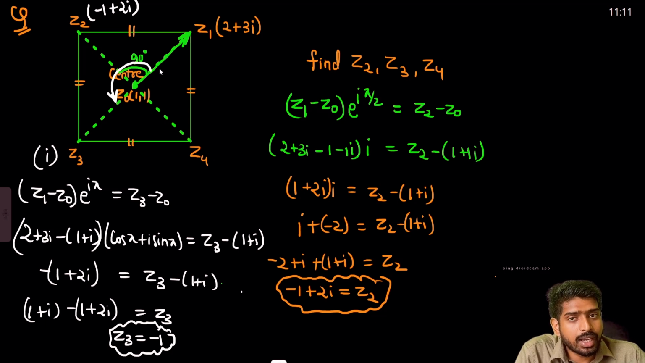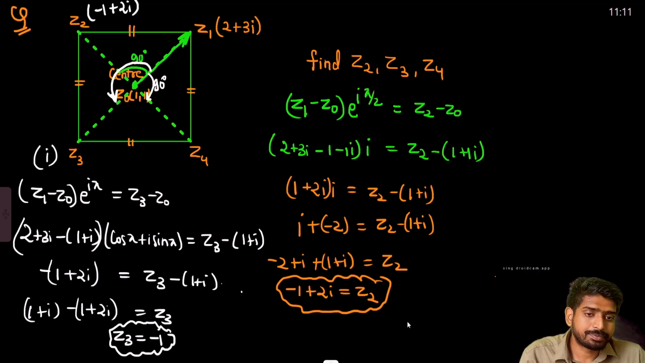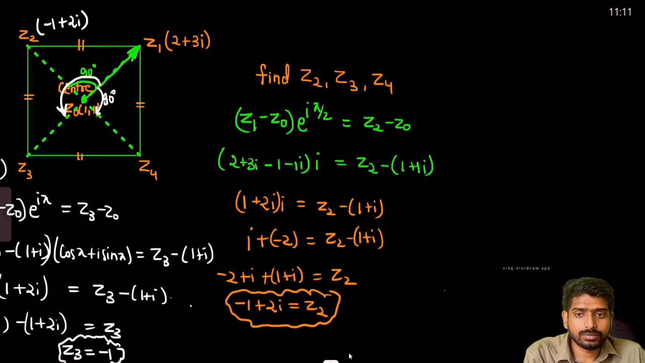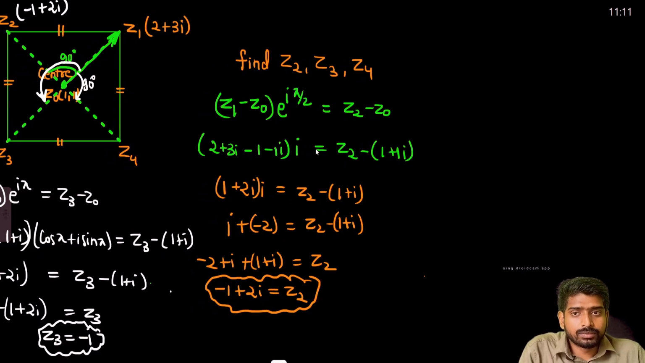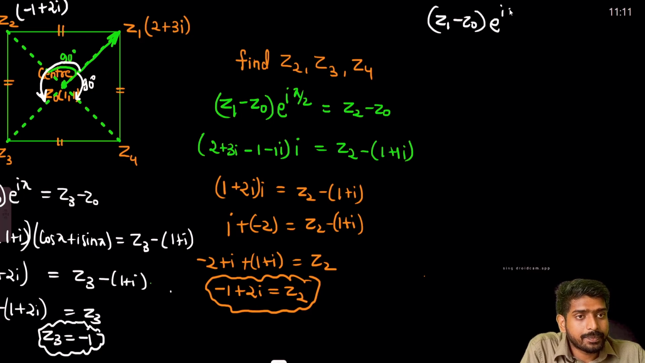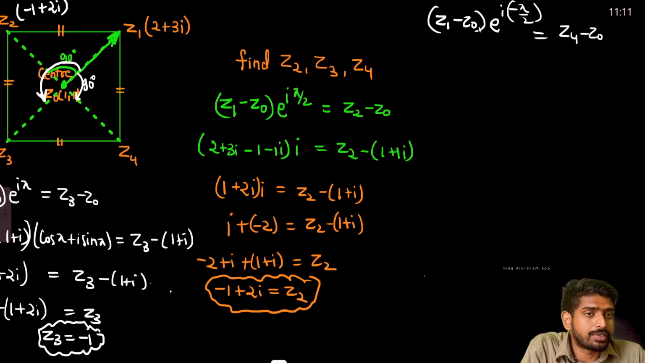To get z4, I'll rotate the z1 minus z0 vector by 90 degrees in the clockwise direction. Got it? So we'll find the z1 minus z0 vector and rotate it by 90 degrees clockwise. That's why I'll multiply with e to the power minus iota pi by 2. So this will give me z4 minus z0.